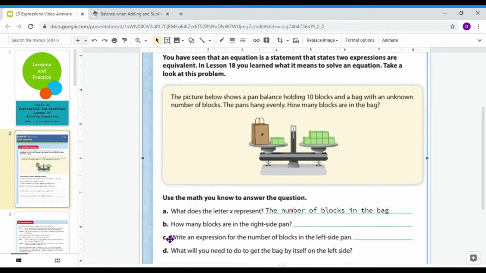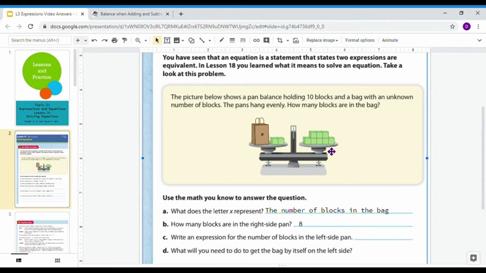So now it's asking us how many blocks are in the right side pan. So looking over here, and we're counting these blocks, we've got 1, 2, 3, 4, 5, 6, 7. There are 8 blocks on the right side.